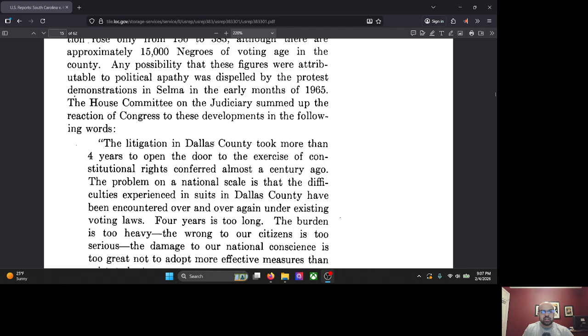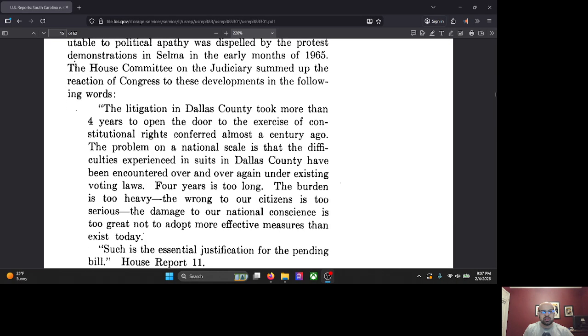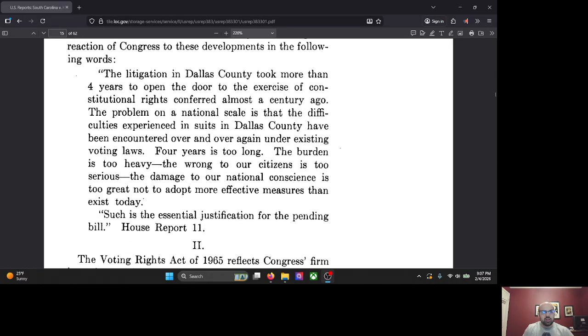The litigation in Dallas County took more than 4 years to open the door to the exercise of constitutional rights conferred almost a century ago. The problem on a national scale is that the difficulties experienced in suits in Dallas County have been encountered over and over again under existing voting laws.